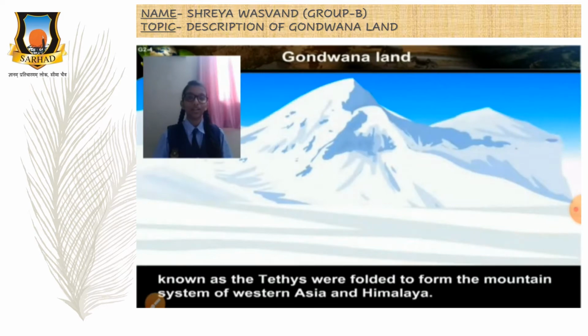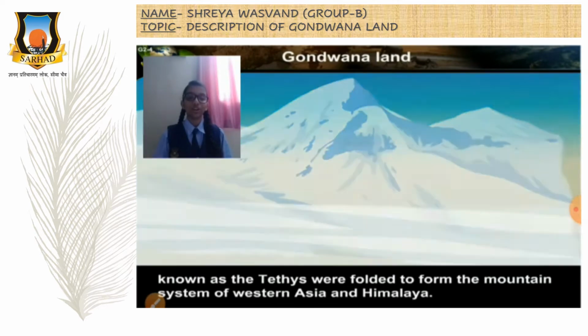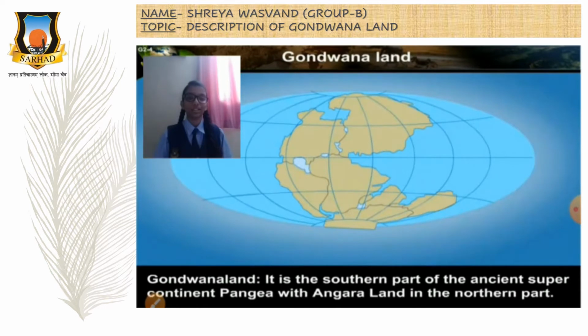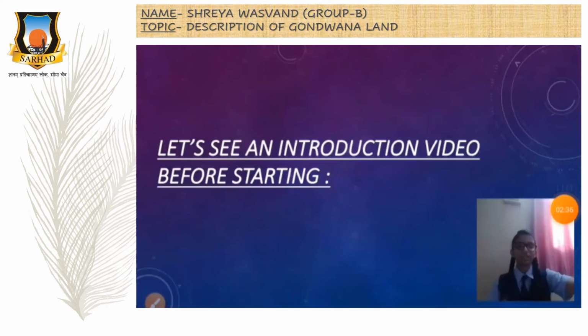Now, here's a short definition of Gondwana land. Gondwana land is the southern part of the ancient supercontinent Pangaea, with Angara land in the northern part. Now let's move ahead.